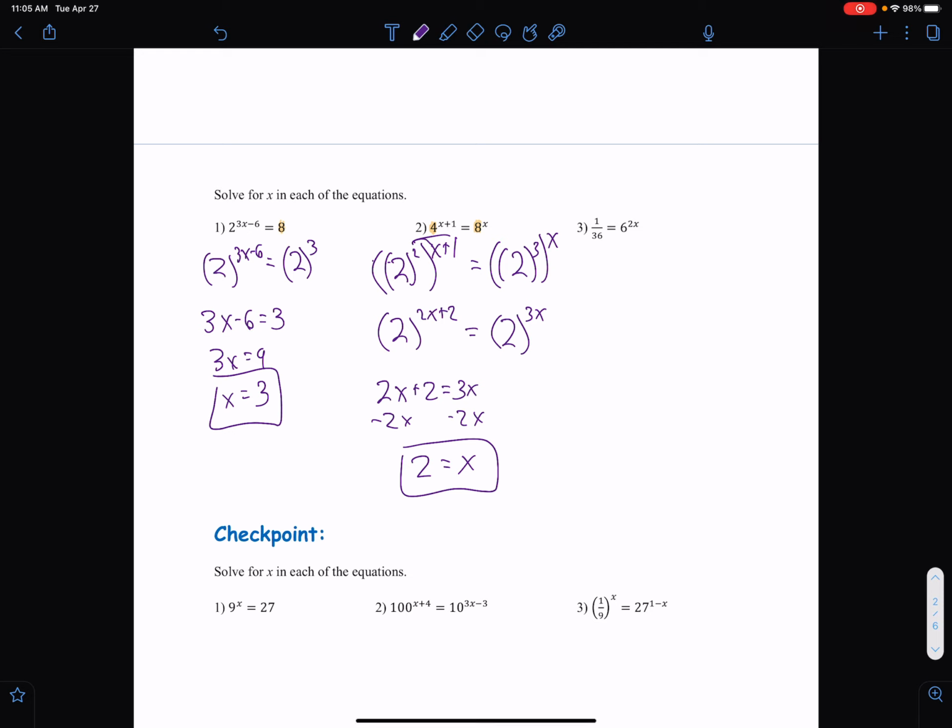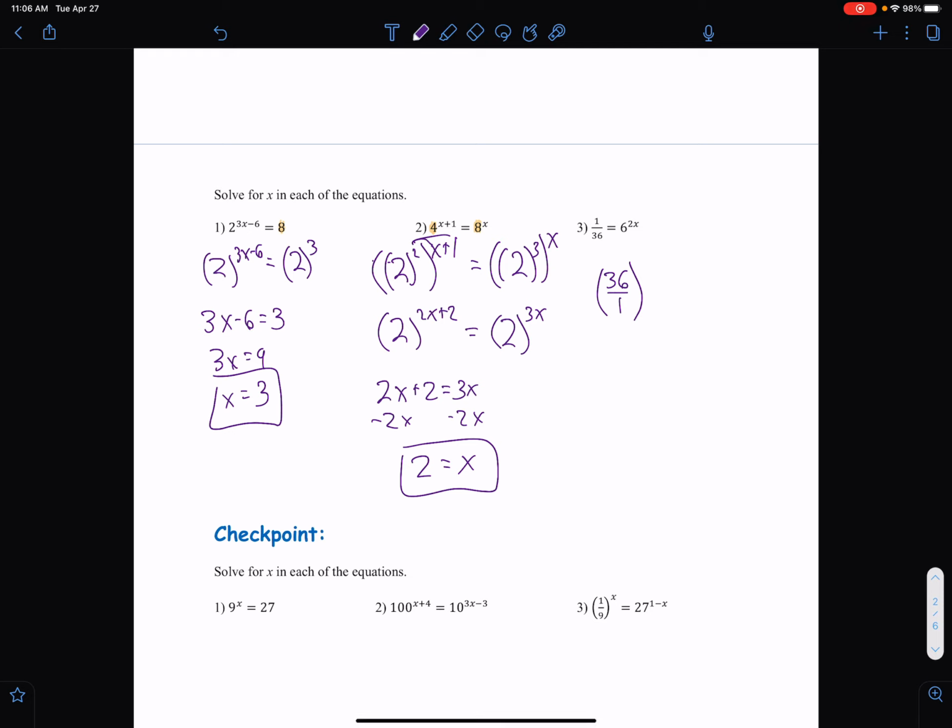Last one, number 3. I want you guys to take a minute. Try this one. Pause the video and play it once you're done. So how could I rewrite this so we have the same base? Well, 6 is in our numerator here, but 36 is in our denominator here, so it looks like it's been flipped. So we have to flip 1 over 36 to get 36 over 1. So I'm going to write it as 36 over 1.